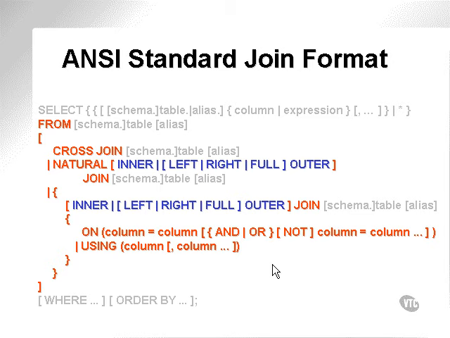We don't want to go too much into the syntax right now, but what you can see is different types of joins: a cross join, a natural join, an outer join, and two other clauses called the on and using clauses. We'll get to those at a later stage.